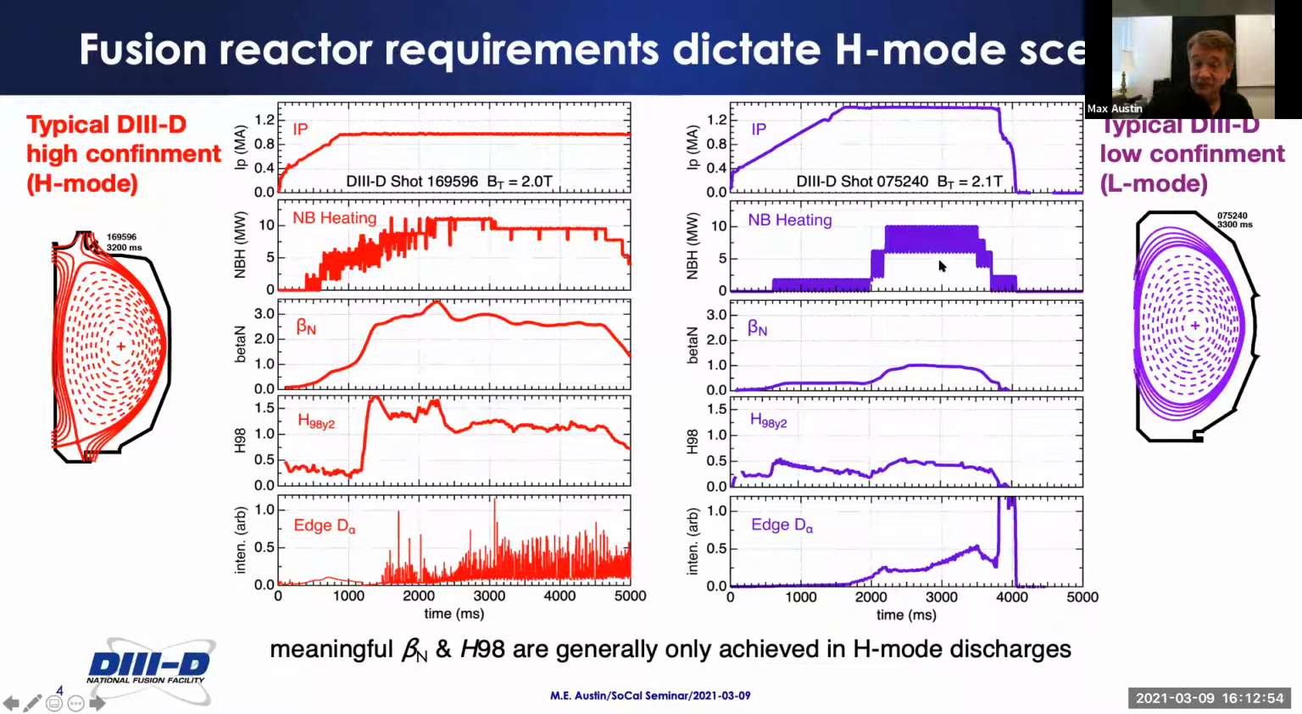On the right is the L mode discharge with, again, 10 megawatts of heating, but because it's L mode, the power that goes in comes out much faster. It cannot achieve high normalized pressure, so beta N stays at 1 or below, and the confinement factor stays below 1. It does not have edge localized modes. So in general, meaningful beta N and H are only achieved in H mode discharges. This is a D3D example, but this is the general fact.